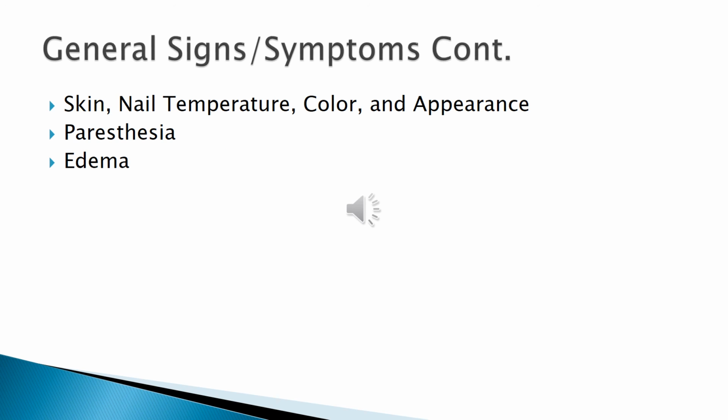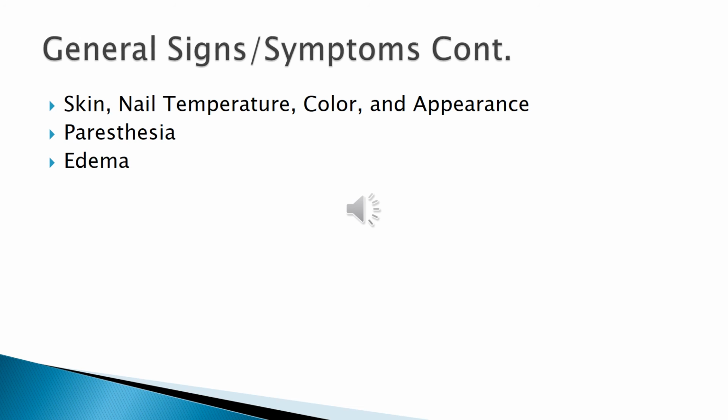Some other things to look at: skin and nail temperature, color, and appearance. Individuals who have some type of circulation issue, possibly involving the blood vessels directly, can get cool, clammy skin. They can also get hot, red skin. For instance, if the blood vessels constrict, they can get that cool, clammy type of skin, or if the blood vessels are dilating for some reason, the skin can start to feel a lot more warm.